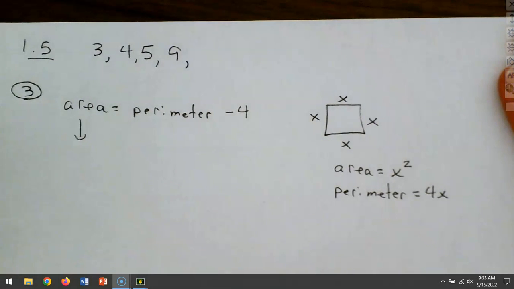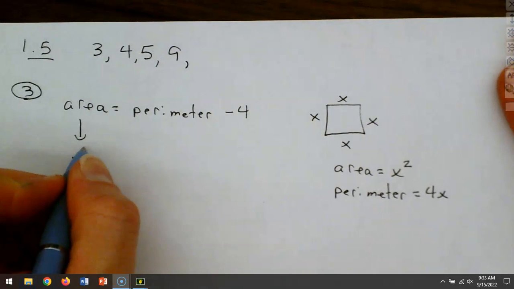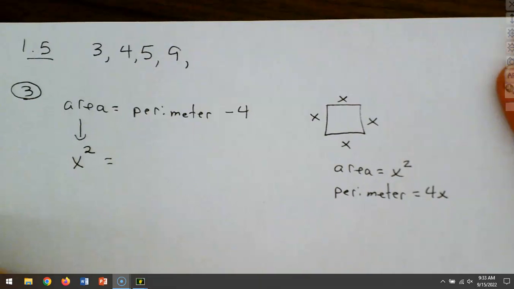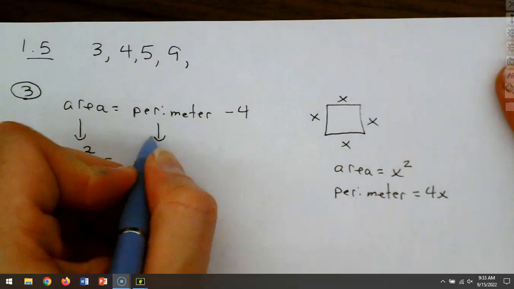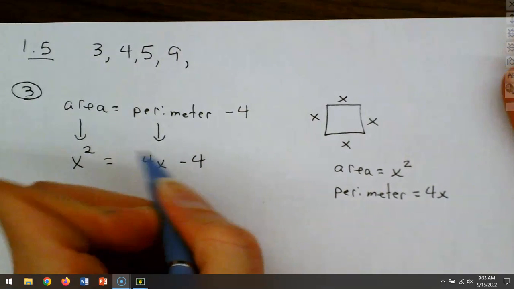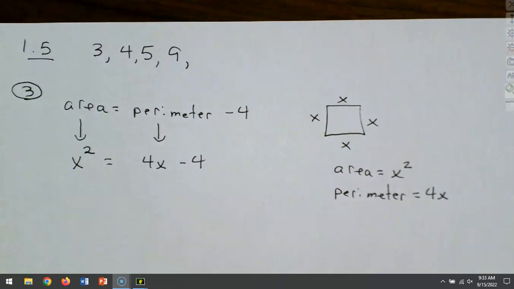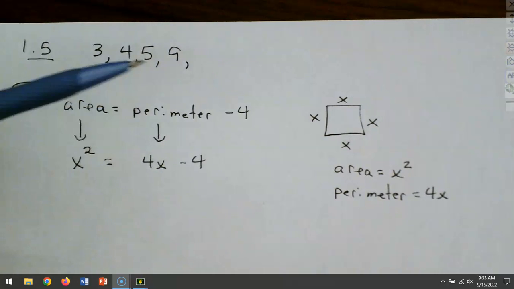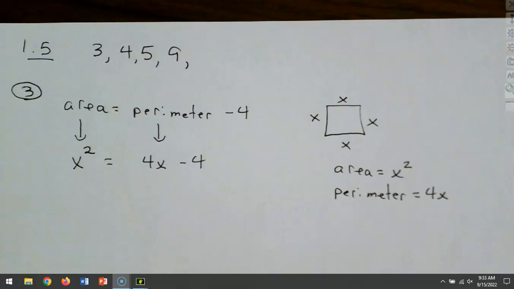So we've got our area, which is going to be x squared. And that equals the perimeter, which we found, which is 4x, and then minus 4. It says the area of a square, that's that piece, equals, numerically 4 less than the perimeter. So that's going to be your perimeter minus 4. And you can finish it from here.